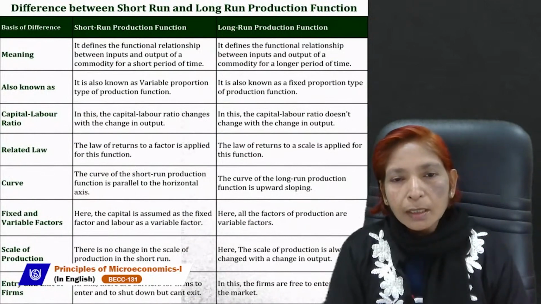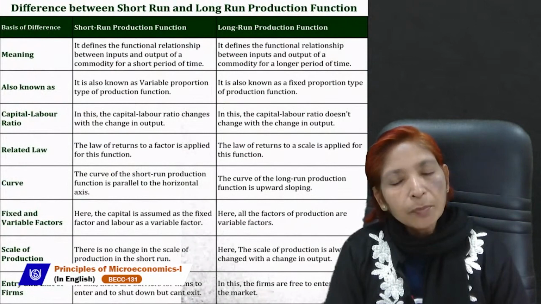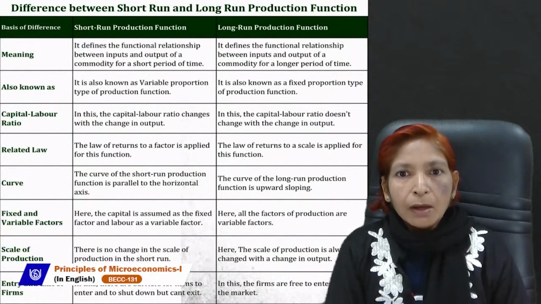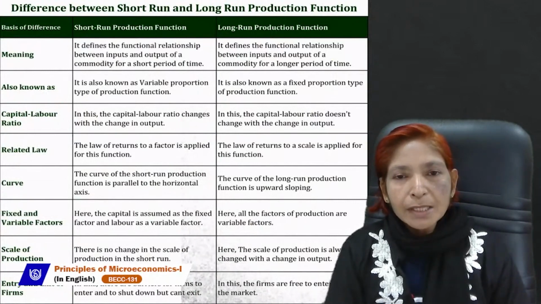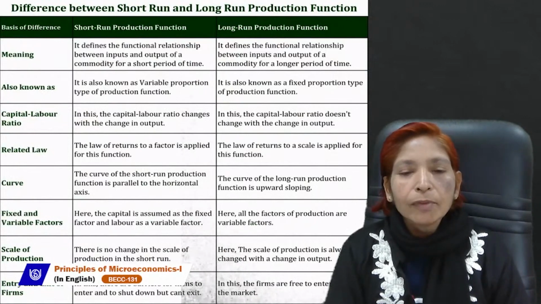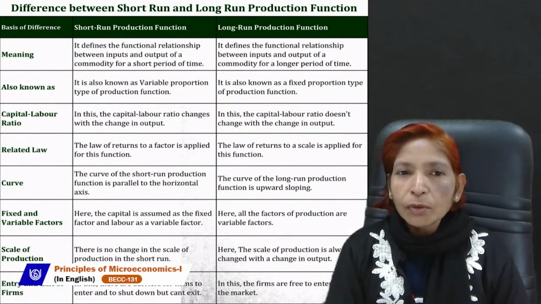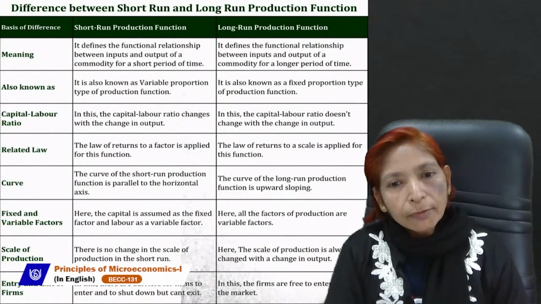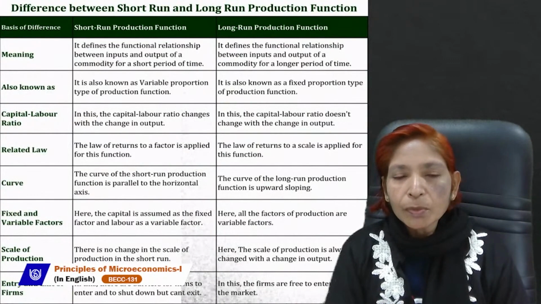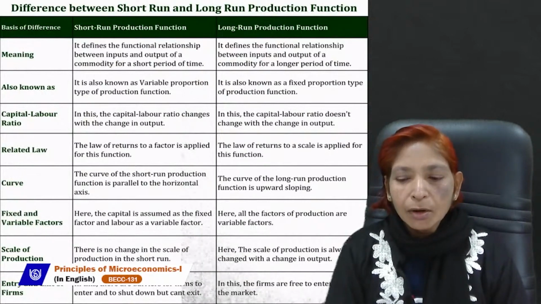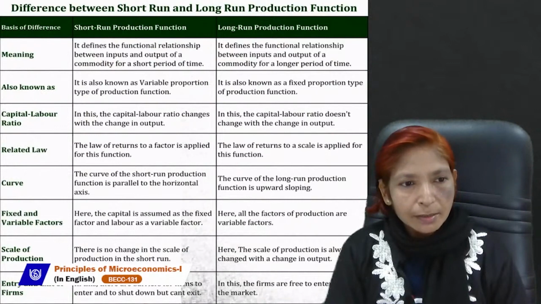But long run production function defines the functional relationship between input and output of a commodity for a longer period of time. It is based on long period. In long run, all the factors of production are variable and can easily change. As we have too much time, we can change all the factors of production according to the level of output. If we want to produce more, we will use more factors of production; if we want to produce less, we can use less.